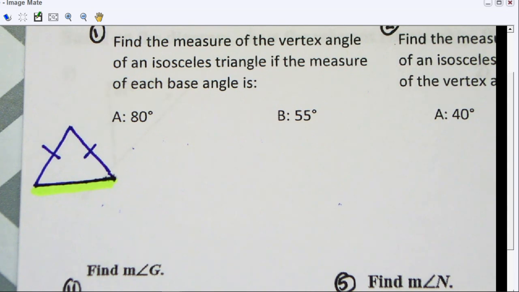What kind of angles sit on the base? What are they called? What are the names of the angles that sit on the base? Base angles. Good job. Base angles. What is the measure of the base angle in this problem? 80. Good. It's 80. How many times am I going to write 80 on this triangle? Twice. Why do I want to write it twice? There's 2 of them. Where do I put them? Yes, good. On the base.